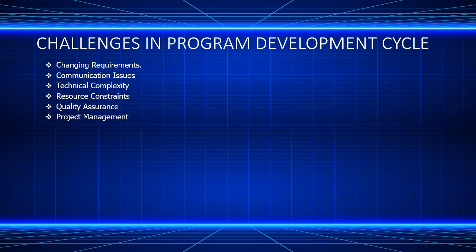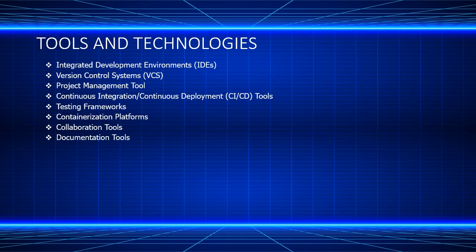Project management. Effective project management is the linchpin that holds the development cycle together. Challenges like scope creep, schedule delays, and budget overruns necessitate proactive management and mitigation strategies to keep the project on track and within bounds. Addressing these challenges requires a holistic approach encompassing proactive planning, effective communication, collaboration, and adaptability. By recognizing and addressing potential challenges early in the development process, teams can mitigate risks and pave the way for successful project outcomes. Let's explore the arsenal of tools and technologies that support the program development cycle, empowering teams to collaborate, automate, and streamline their development efforts.